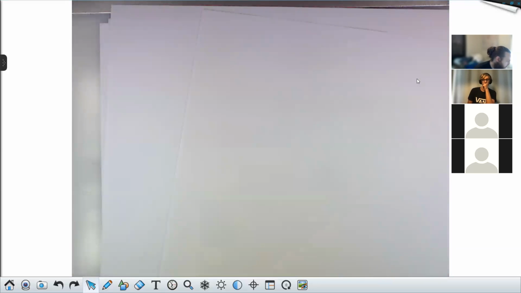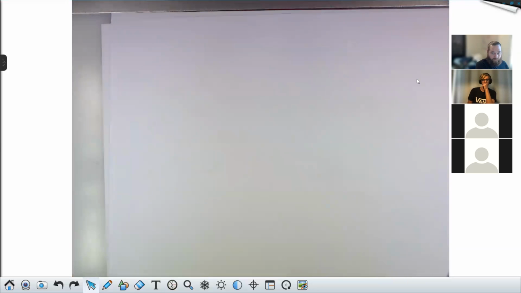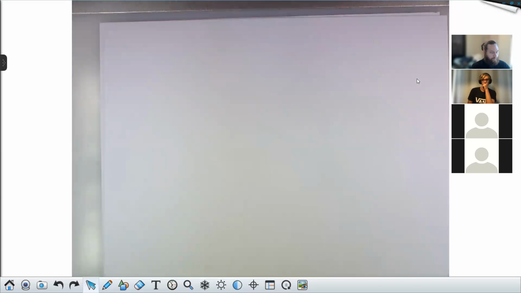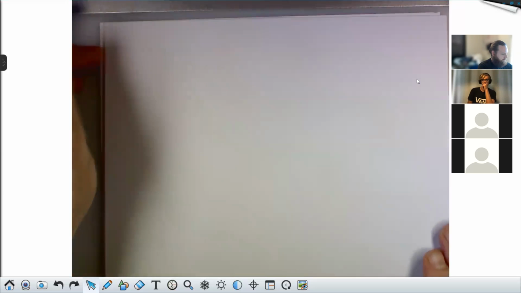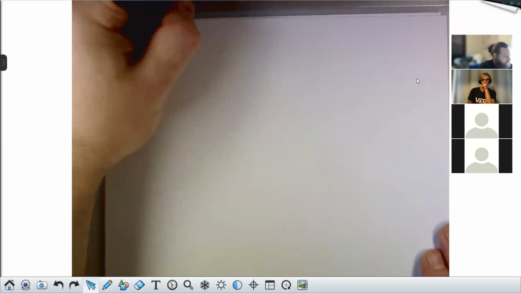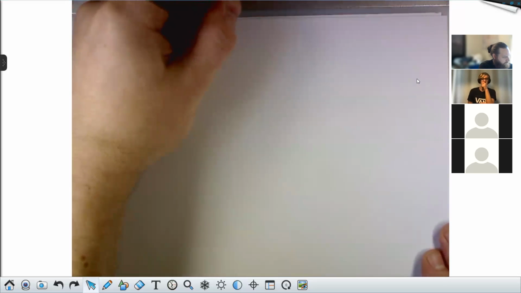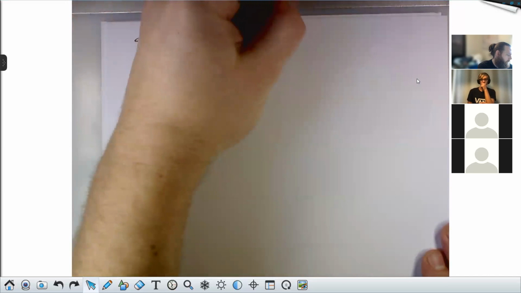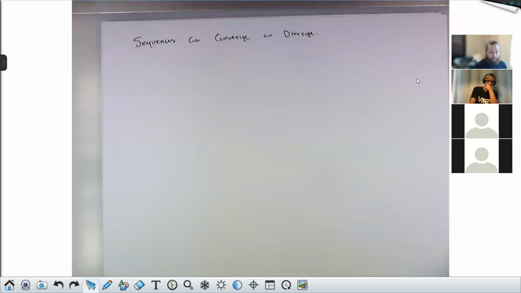So I dropped the dime a second ago. I said it. This is going to be our second notion of convergence. Sequences can converge or diverge. Just like type 1 improper integrals and type 2 improper integrals have a notion of convergence associated with them, sequences have a notion of convergence as well.